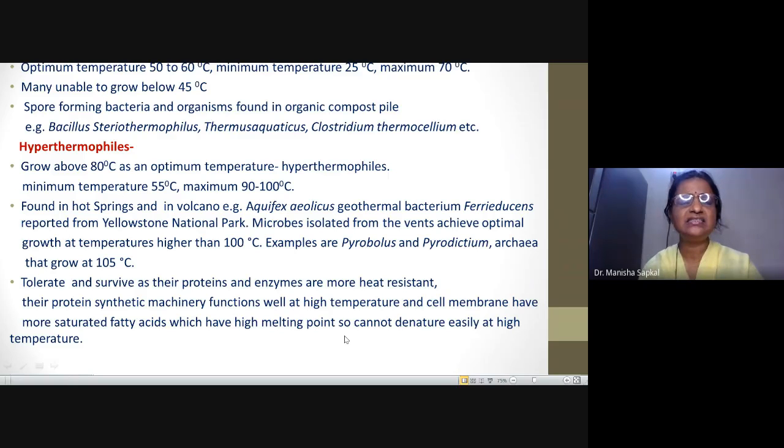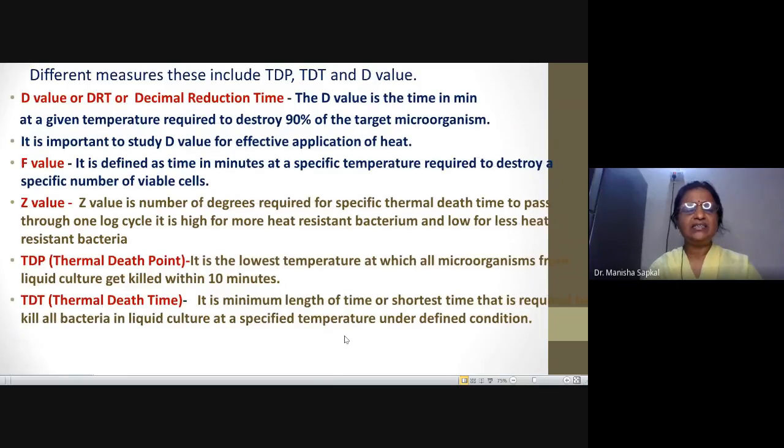So that is about the last type of temperature requiring organism, the thermophile. Now there are certain terms we require to study the effect of temperature. When you are setting any temperature, when you are studying a bacterium for its temperature requirement, then we must know some values, or some terms.